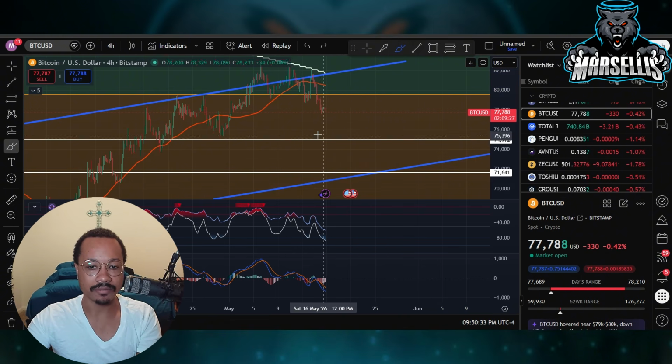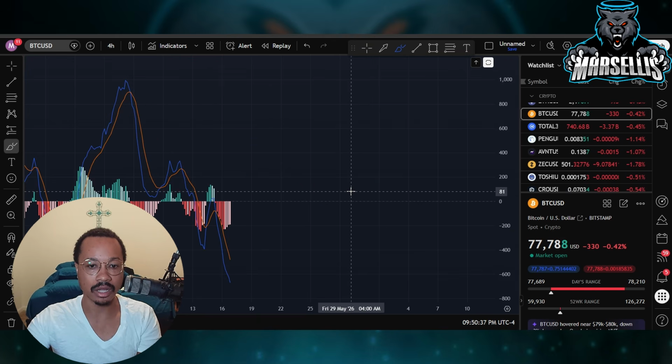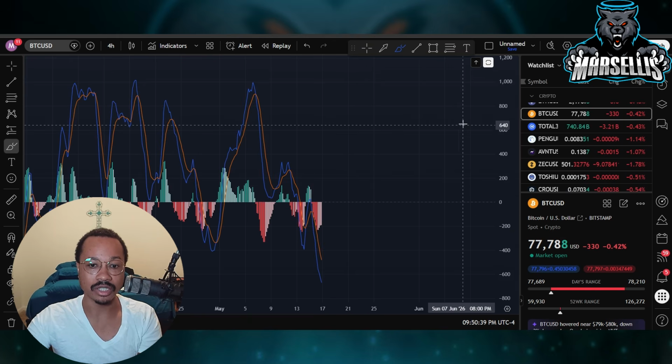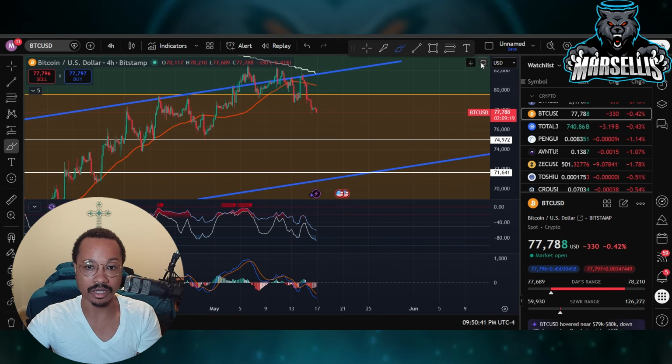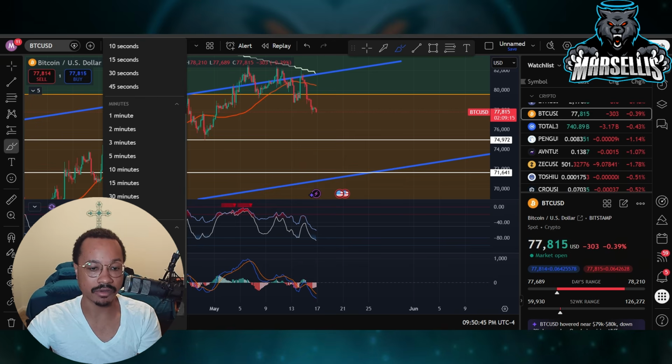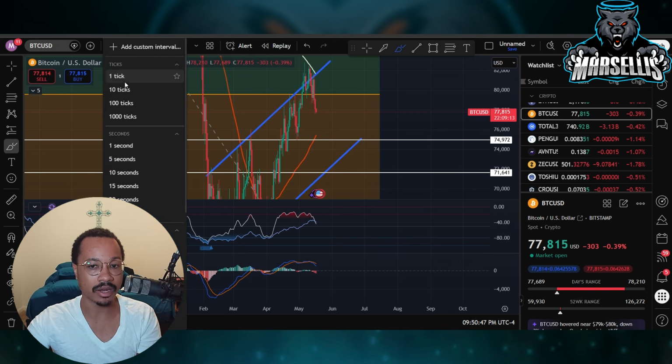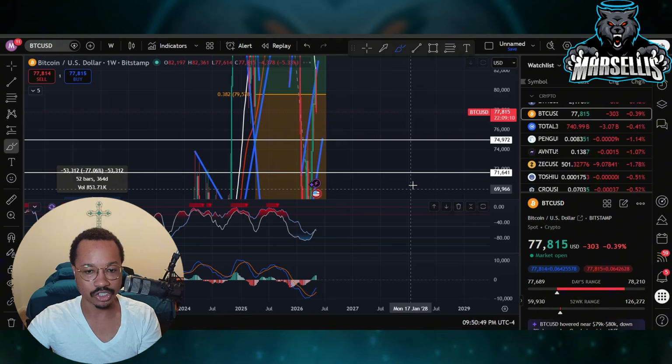So like I said, things are looking bearish, but there's still a bullish undertone here, which is what's really confusing people. It's bearish, but with a bullish undertone. So this is definitely a very confusing time for people. And then we can go ahead and pull up the weekly chart as well here.